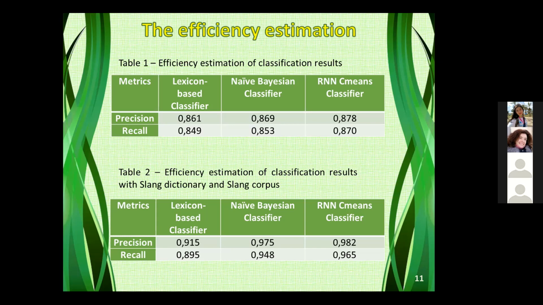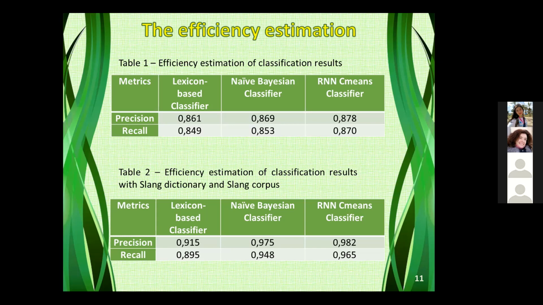The obtained values of metrics precision and recall of the lexicon-based classifier have been compared with the values of such metrics for two other classifiers, naive Bayesian classifier and Iryna-Smith classifier, based on a recurrent neural network, and the results for naive Bayesian classifier and Iryna-Smith classifier were taken from work where a similar problem was solved. All results of classifiers efficiency evaluation are presented in table 1.